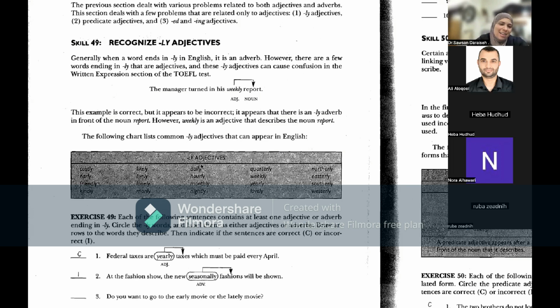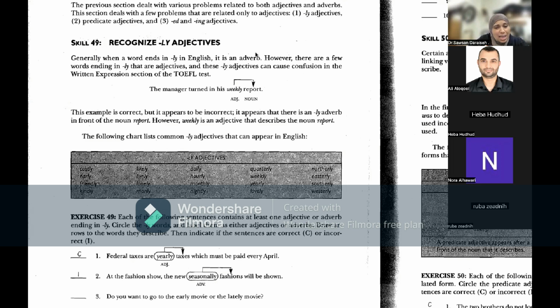So again, I'm going to repeat. These are words that end in ly. These words are adjectives. Ly adjectives. So not every ly word is an adverb. This is what the lesson is all about, and basically we finished it. Whenever you have a sentence, check and see: is it an ly adjective? If it's not, then it's an adverb. Generally, when a word ends in ly in English, it is an adverb. So most of the time, the ly words are adverbs.